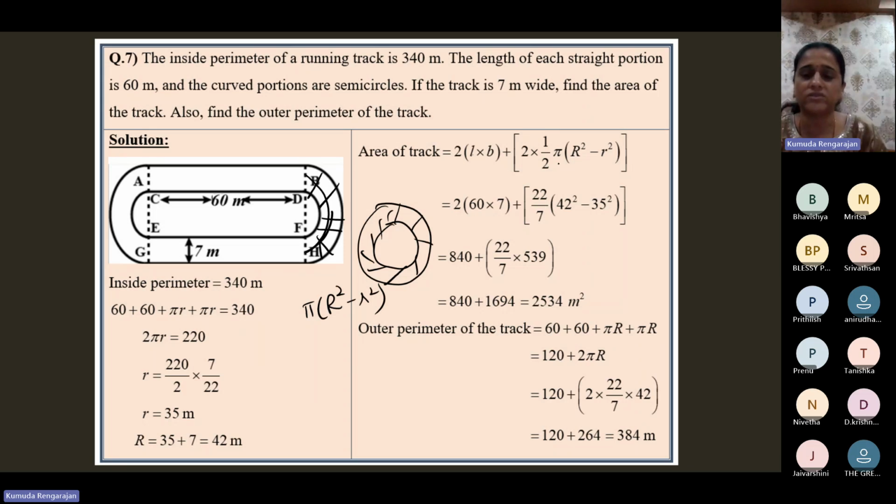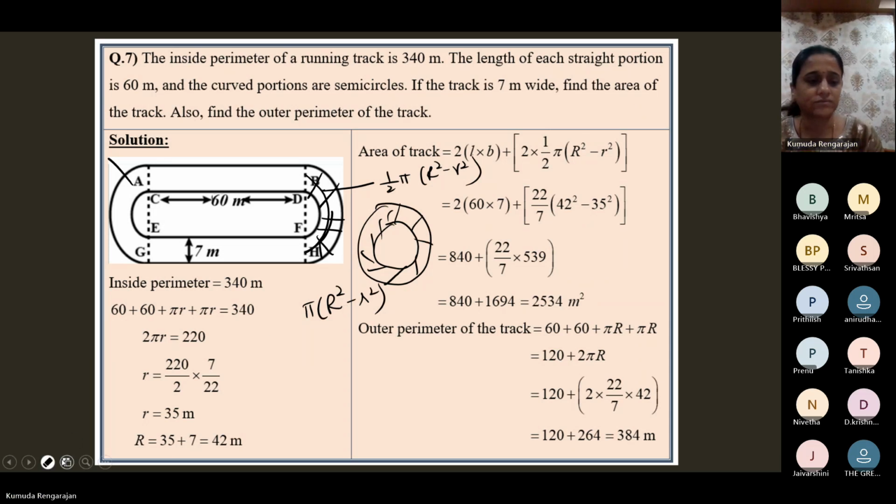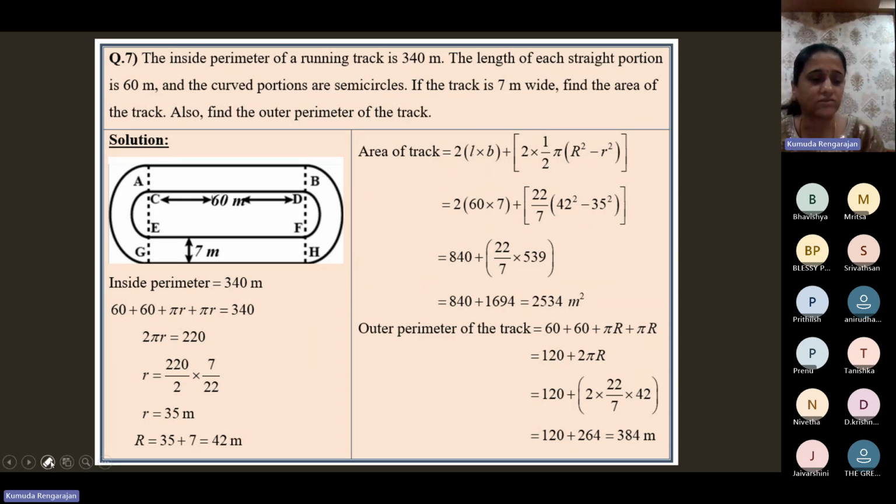Like that you have another one, right? So into 2. This is half pi R square minus r square, and this is the other half. So 2 into half pi R square minus r square. That is the area of the two rings together, the two pieces together. I've just written for this and multiplied by 2. You can just put both together and say the area is pi R square minus r square.